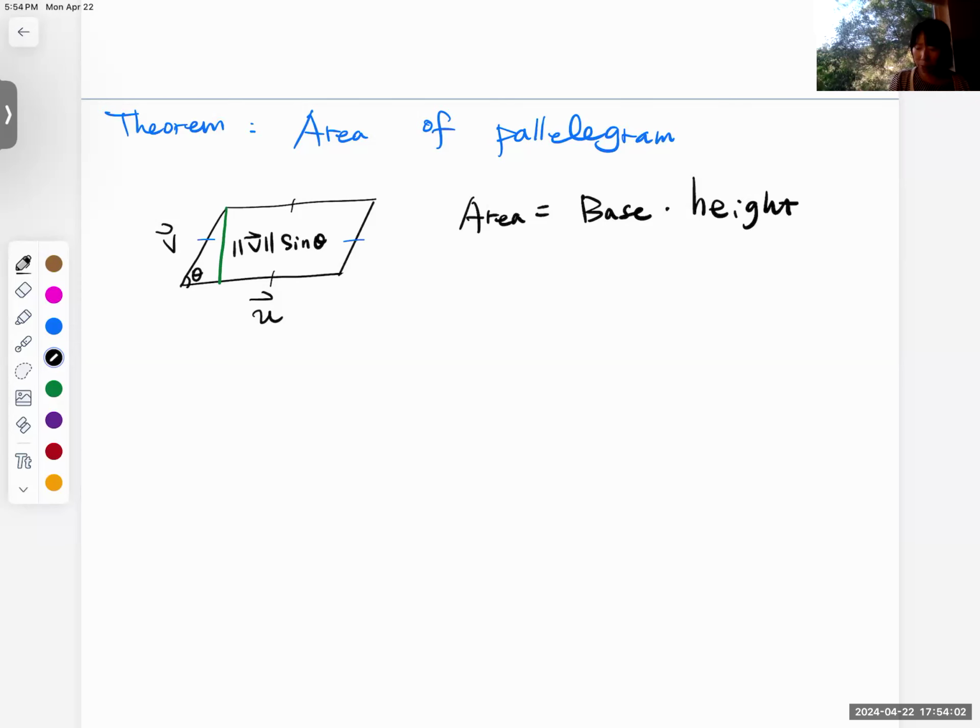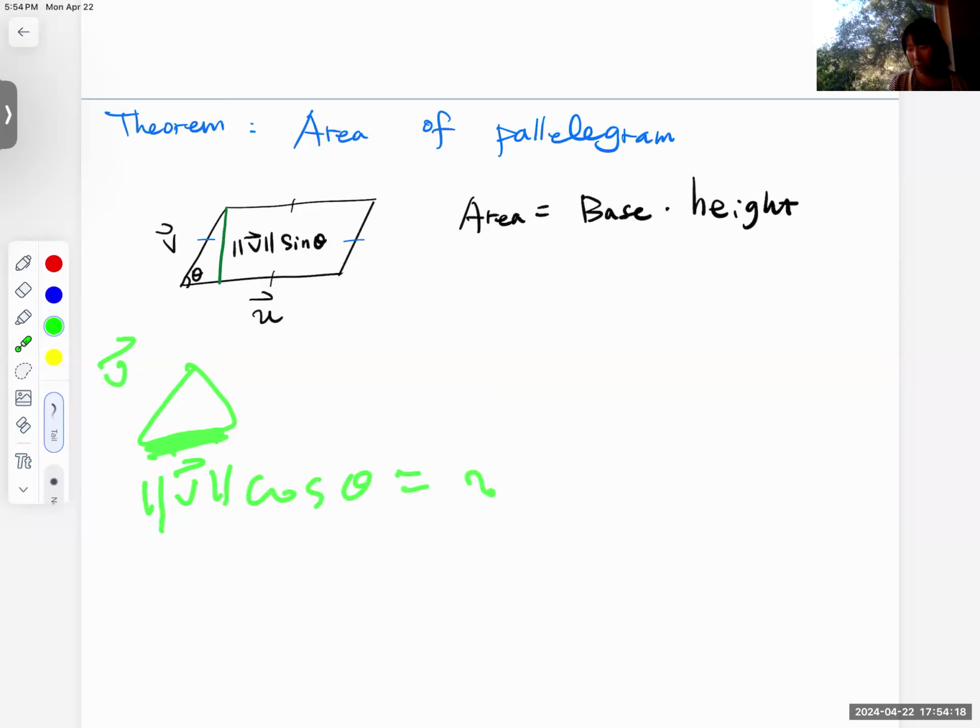So if we indicate this one, then we have vector v, and we are using the length of vector v and cosine theta, right? Because this is the x. And then y, we are using the length of vector v and sine theta, right? So this is the y vertical line. So we are using the length of vector v sine theta, right?